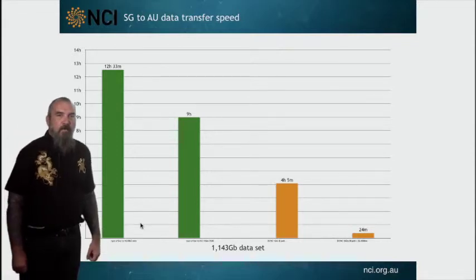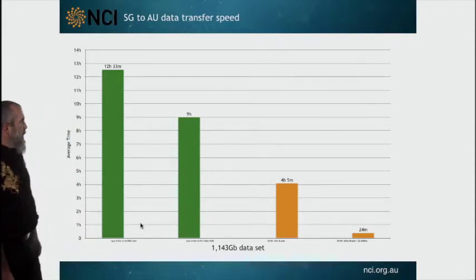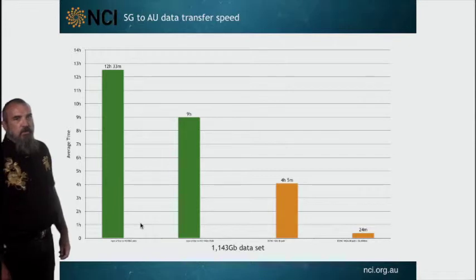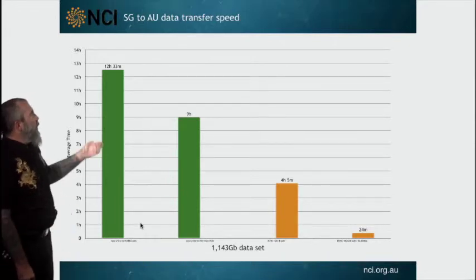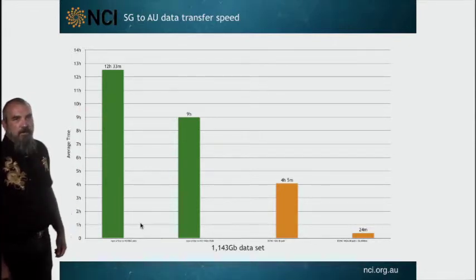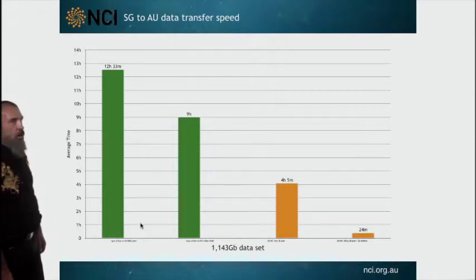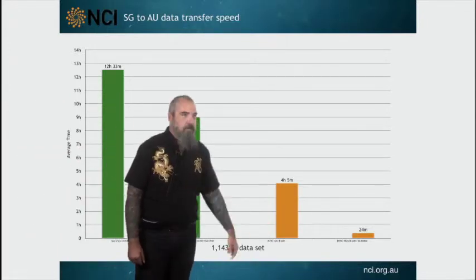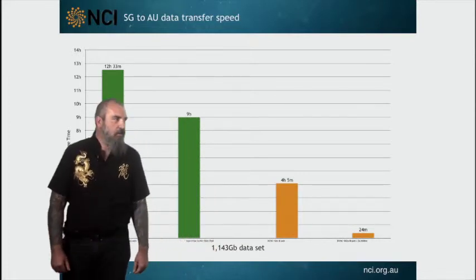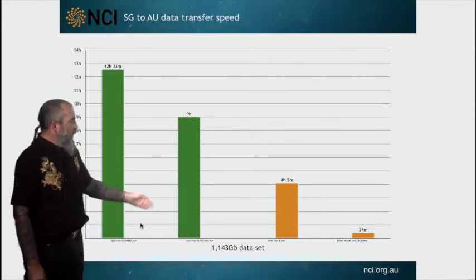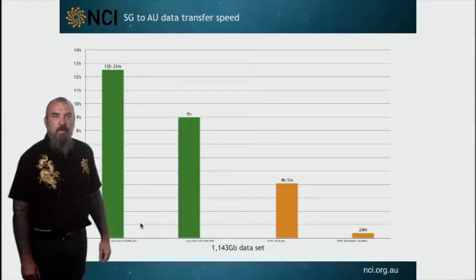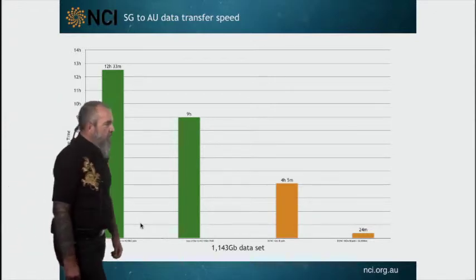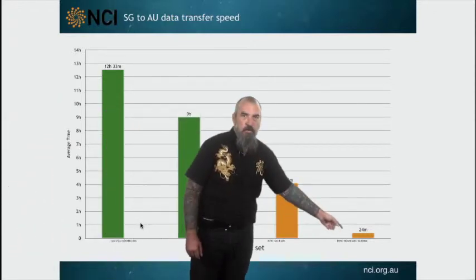A 1.14 terabyte dataset using traditional TCP tools over a 1 gigabit network requires 12 hours 33 minutes to transfer. Using Obsidian, this time was reduced to 4 hours and 5 minutes in the 1 gig case, and the traditional 9-hour rsync transfer over a 10 gig TCP network was reduced to only 24 minutes.